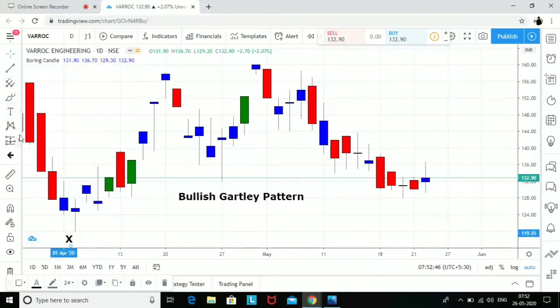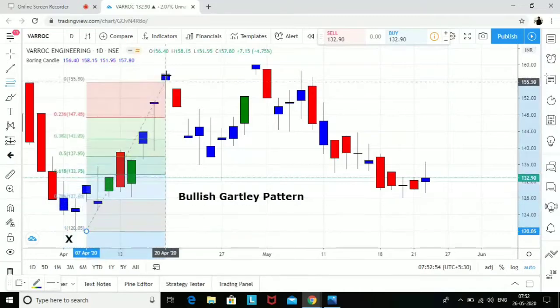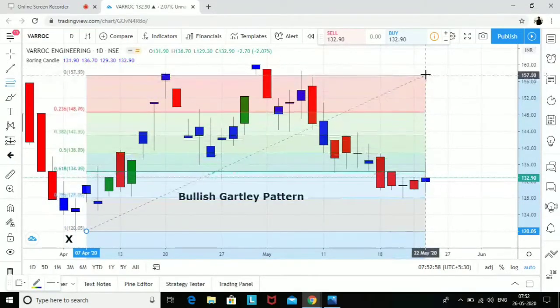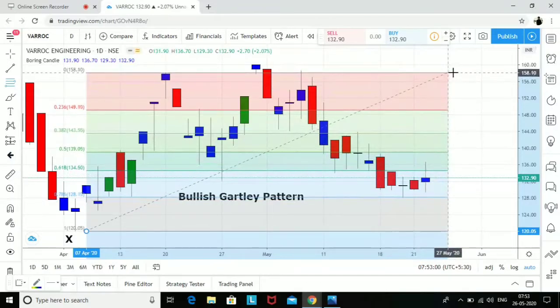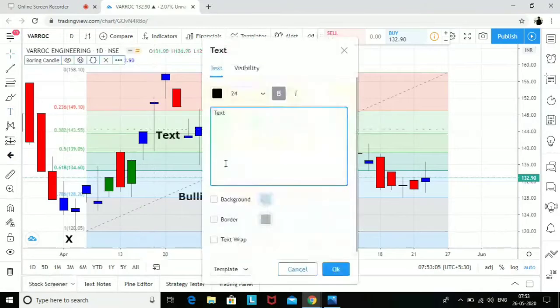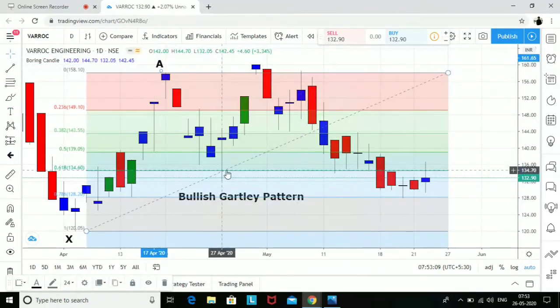Now let me first draw Fibonacci. From the low of X, I'm going to draw till A, which is this candle, the blue candle, and then I will draw it like this. So now if you see, this is my X, so this would be my A.